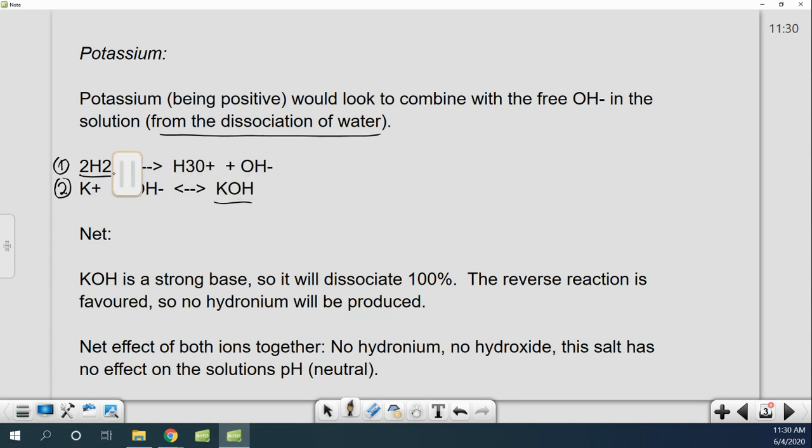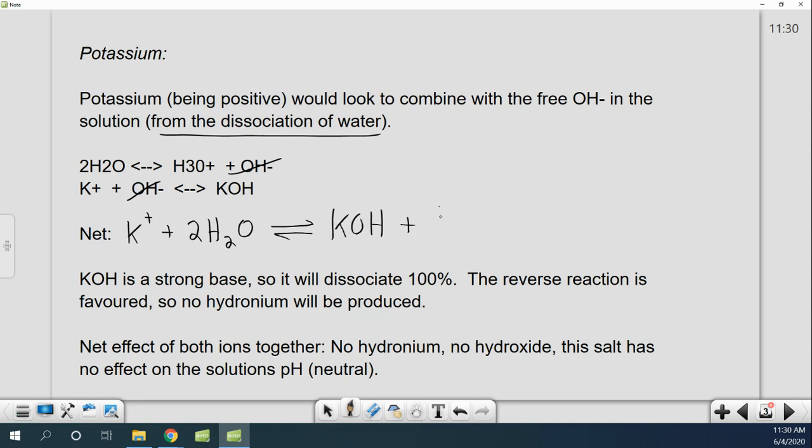So what is our net equation? Well, I have OH on this side and OH on this side. So my net equation is K plus 2 H2Os gives me KOH plus hydronium.